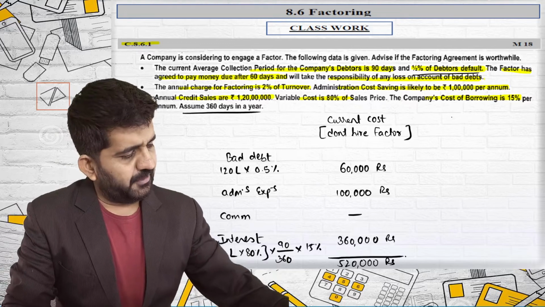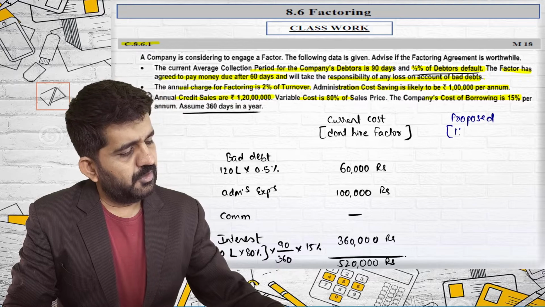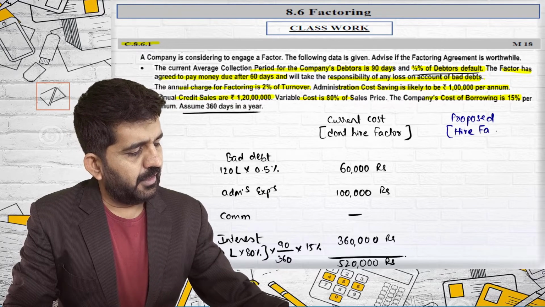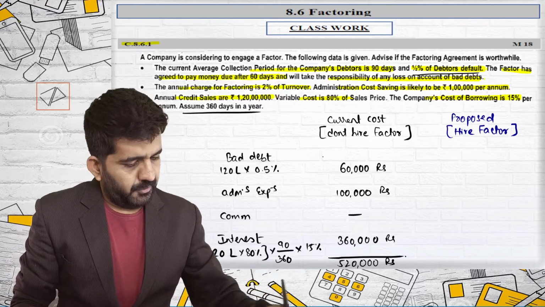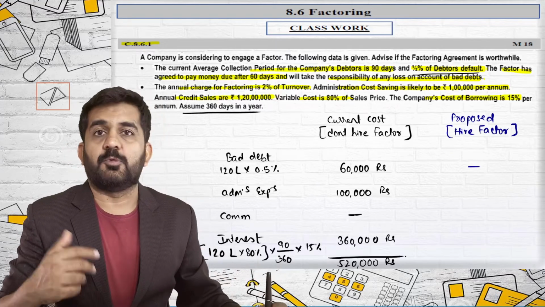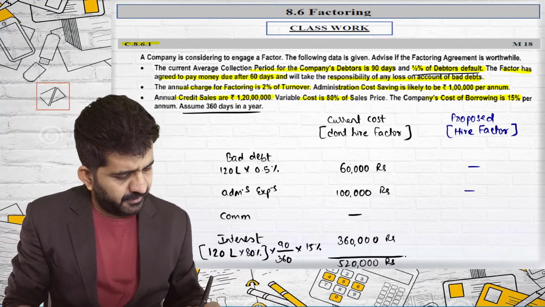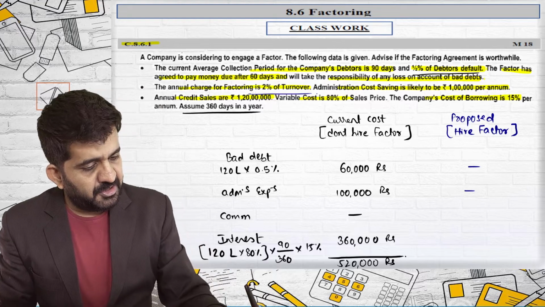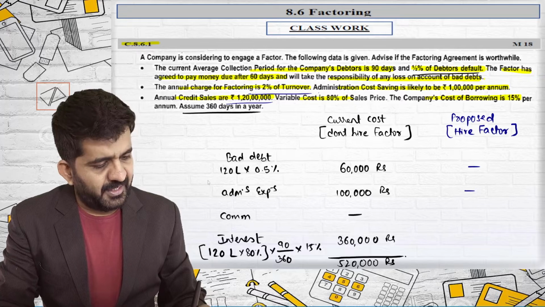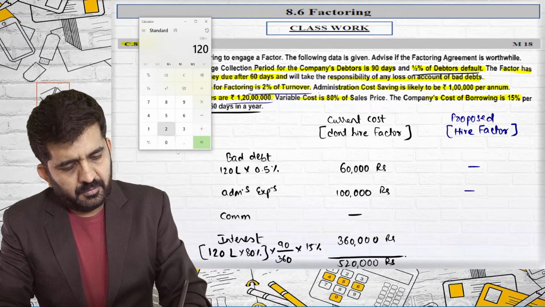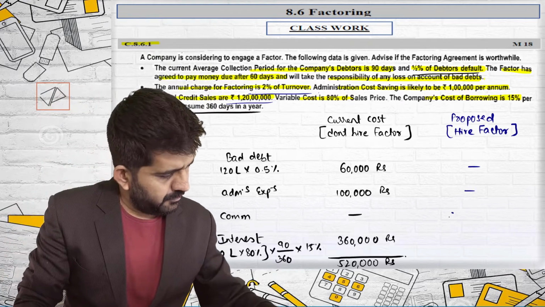If I hire a factor, it is the proposed situation. Bad debt will be 0 because it will be taken over by factor. Administrative expenses will be 0 because it will be taken over by factor. Commission, he will be charging 2% commission on turnover, not my cost. So it will be 120 lakhs into 2%, 2,40,000.